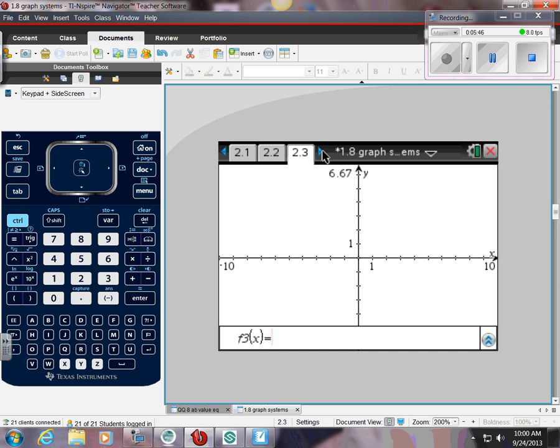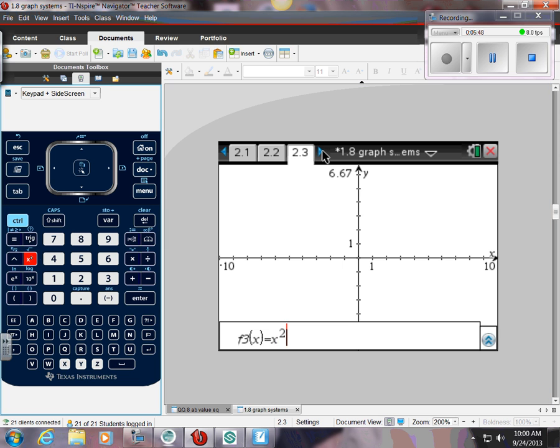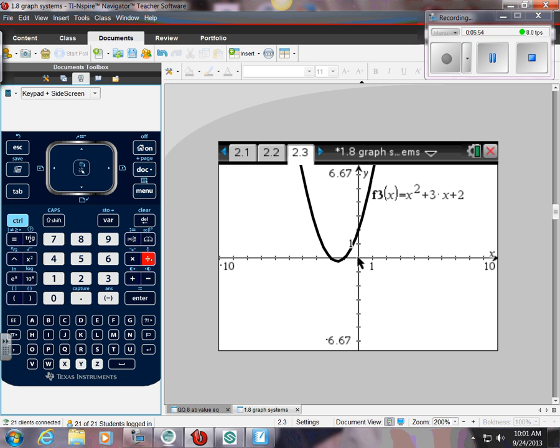Okay, so we're going to graph both of these. X squared plus 3x plus 2, right? And then our next one, oops, that's not what I wanted. Control G, we've got negative 2x. Why does it keep doing that? I'm graphing a line. What are you doing?